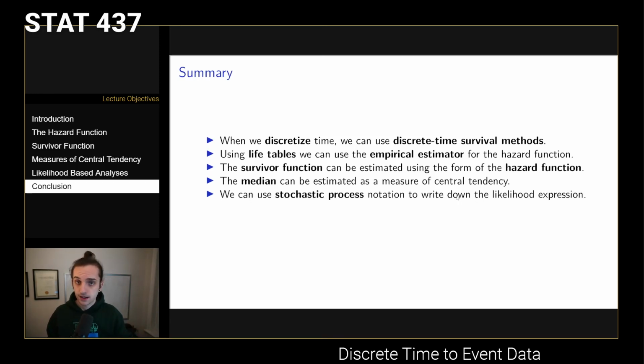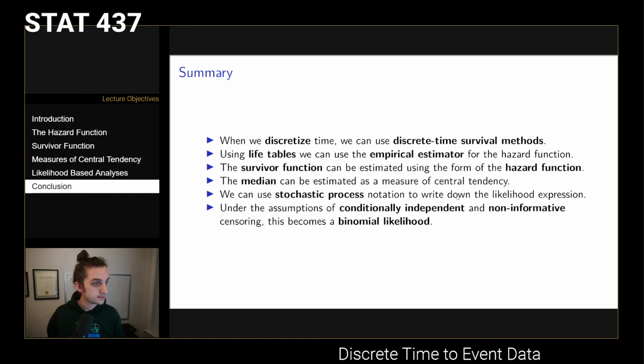If we exploit that same stochastic process notation that we were using for transition models, then we can get a likelihood-based expression. And then under the assumptions of conditionally independent and non-informative censoring, this just becomes a binomial likelihood, right? And why do we like that? Well, we like that because we can use GLMs to fit it. We like that because it's what we were using with transition models. It's what we're used to using throughout statistics as well.